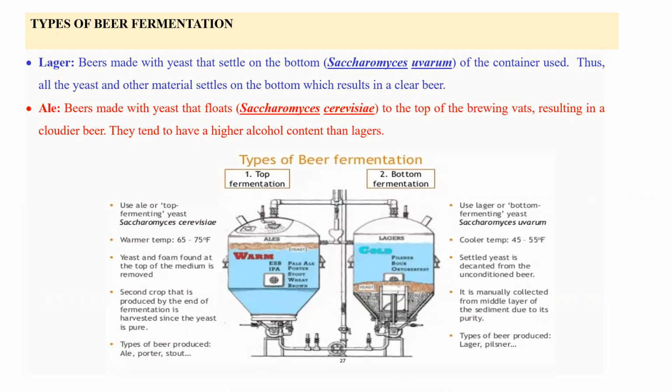So here we can see the top fermentation, that is the ale type, and the bottom fermentation, that is the lager type. Here we can see the top fermentation type requires a warmer temperature, that is 65 to 75 degrees Fahrenheit, whereas in the lager type, a cooler temperature, that is 45 to 55 degrees Fahrenheit, is required.